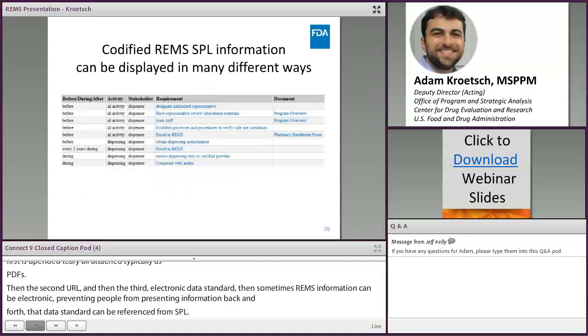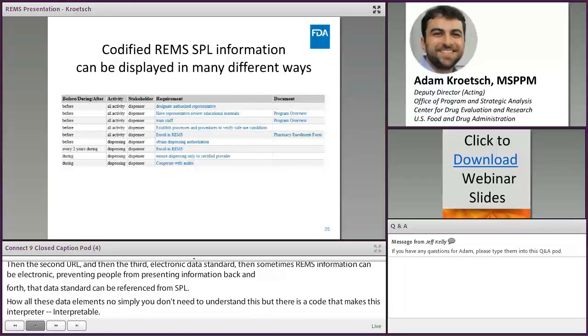And then once you've actually codified all of that information, one of the other powerful things that SPL allows you to do is to display that in many different ways. This is what the structured data looks like if you were to load an SPL file in your web browser. But if, for instance, you wanted your electronic health record system to display that information differently, it could. All of the information is available to allow you to program your system to display it in whatever way is most relevant to you.